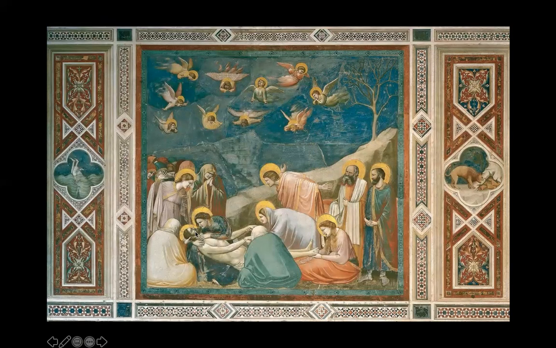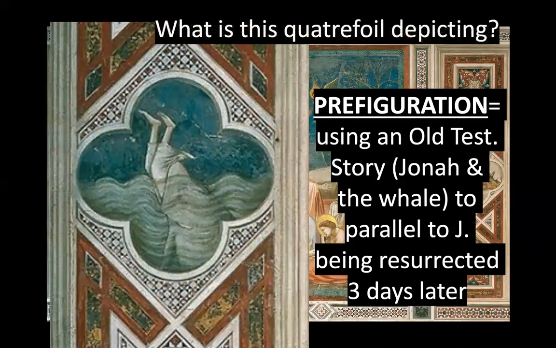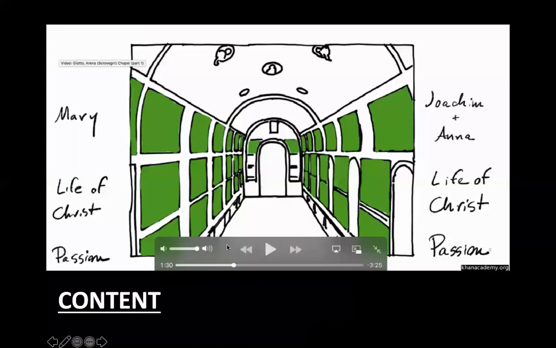So here he is dead and everybody's really sad and they're mourning him. So it's kind of like a sign of hope. Like, don't be so sad because we know what's going to happen later, in having faith that he is being resurrected. So the idea of using those Old Testament stories to parallel the New Testament stories is prefiguration. It's like foretelling what's going to happen.